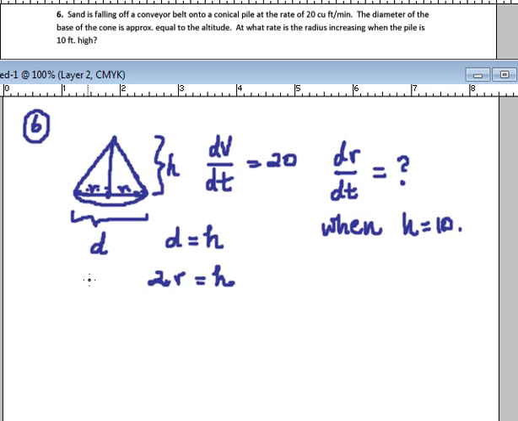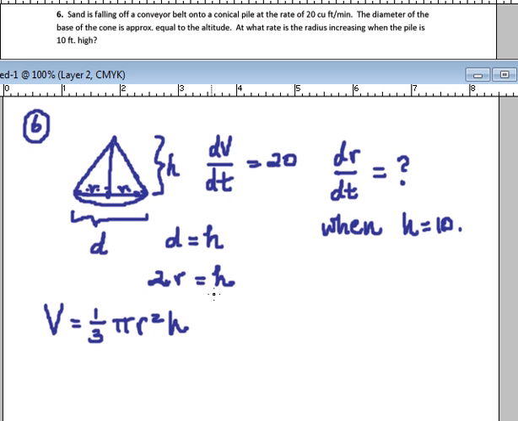So let's write down our formula for the volume of a cone. The volume of the cone is 1/3 pi r squared h. Now we're going to differentiate both sides, but before we do that, we want to eliminate one of these variables. We have two variables on the right, r and h. When we differentiate, we want to have dr dt on the right-hand side because that's what we're solving for. So let's eliminate h. We'll put h equal to 2r.